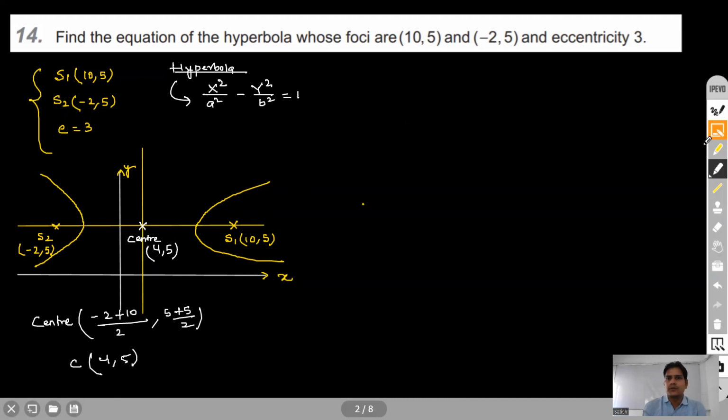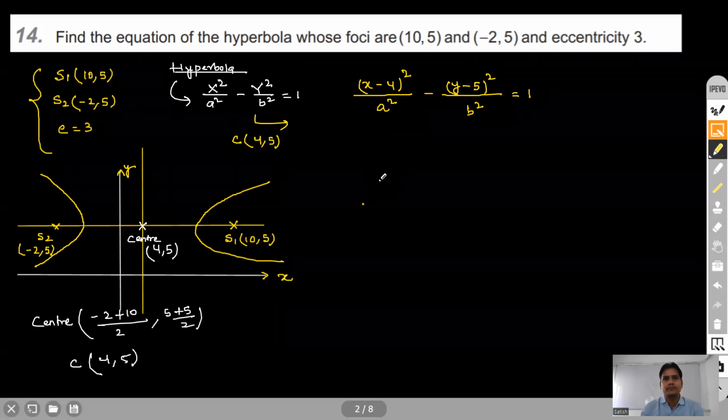Okay. So what will be our hyperbola? If its center is (4, 5), right? So our hyperbola will be of this form. The equation of hyperbola will be, in place of capital X, I will write x minus 4. So it will be (x minus 4) squared upon a squared, right? And minus, in place of capital Y, I will write y minus 5, (y minus 5) squared upon b squared is equal to 1, is it okay?